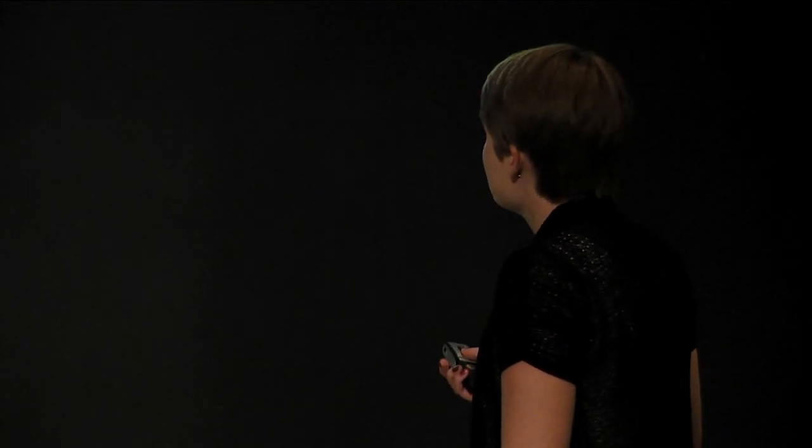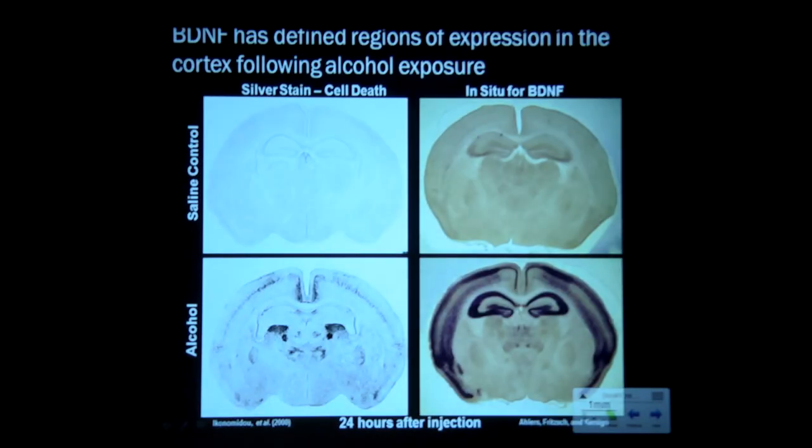What I did was I looked at BDNF expression in the brain. So here's my saline injected control up here at the top, and then an alcohol injected animal at the bottom. And BDNF is shown as purple. And what you'll notice in the cortex is it has very defined regions of cell death. And I don't have any clue what that means right now. I'm sure that'll keep me occupied for a while. But I thought it was cool and wanted to show you.